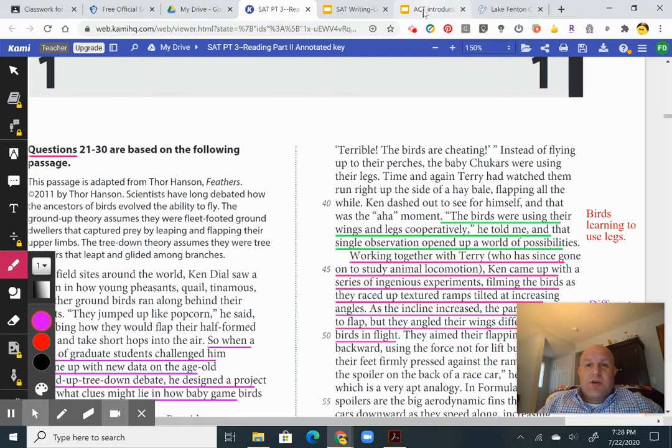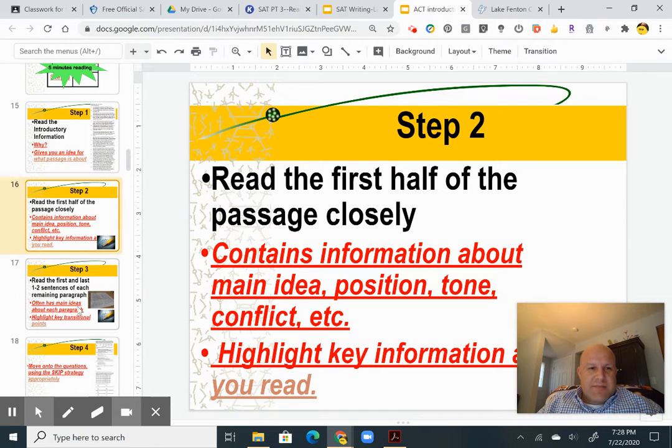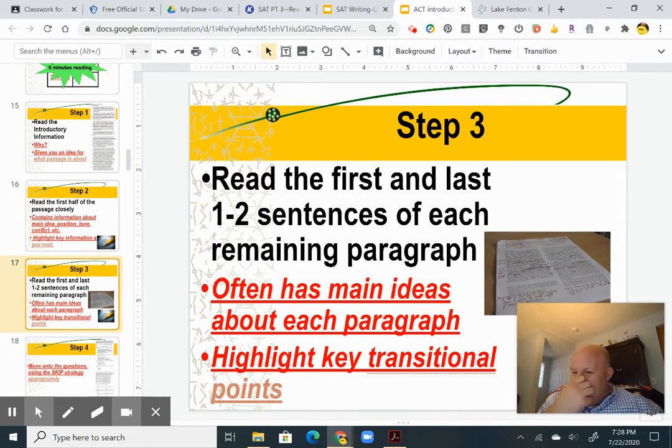So that demonstrates the first half reading method. As I'm reading the first half of the passage closely, remember, we're not spending more than 5 minutes reading. If what I'm doing is too much detail for you, then don't do it. Just find a method that's comfortable for you. I'm just offering you some suggestions on methods. The combo is the combination of the first and last: read the first and last 1 to 2 sentences of each remaining paragraph.